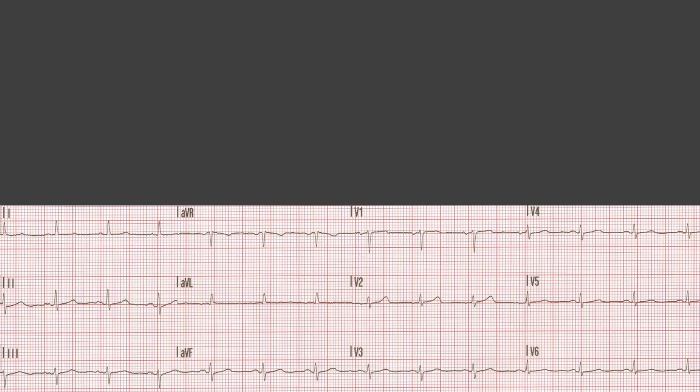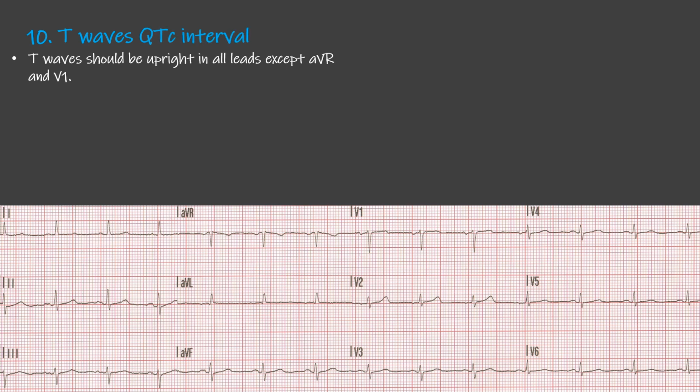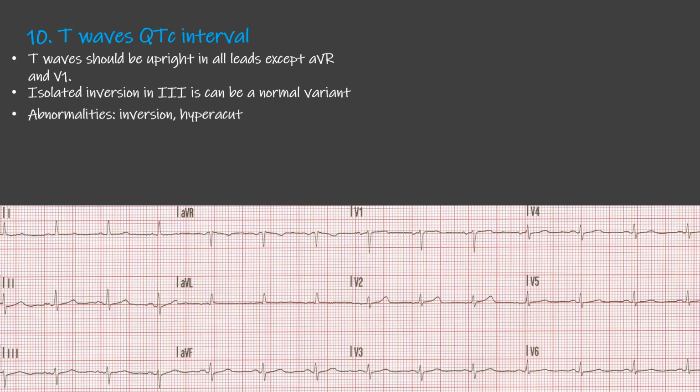Right, so the final thing we're going to look at are the T waves and the QTC interval. Now, the T waves should be upright in all leads except AVR and V1, where they may be negative or inverted. However, isolated T wave inversion in lead 3 is a normal variant in some patients. Now, common abnormalities we need to look for when thinking about the T waves include T wave inversion in any other leads, or especially if the T wave inversion is new for that patient.